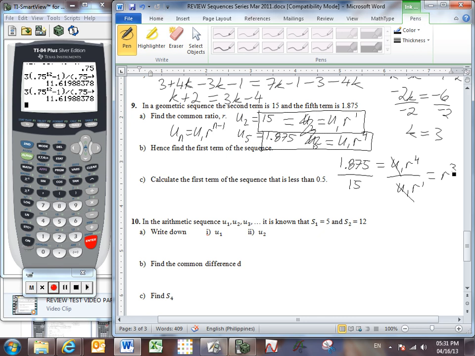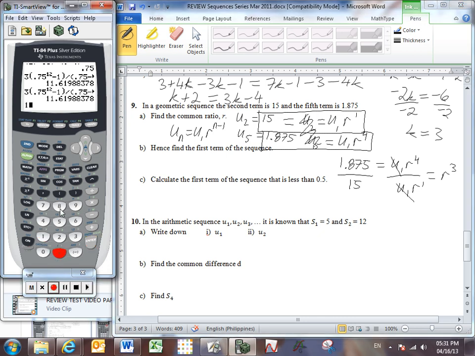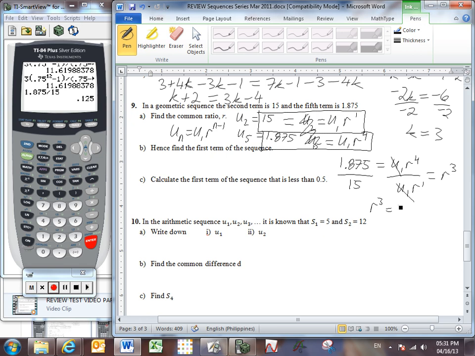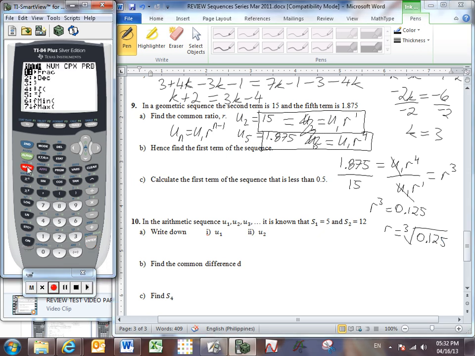So let's see what 1.875 divided by 15 is. And we get 0.125. So we've discovered then that r cubed is equal to 0.125. That means that r is going to equal the cube root of 0.125. And the cube root we'll find in the math menu. Math, cube root.